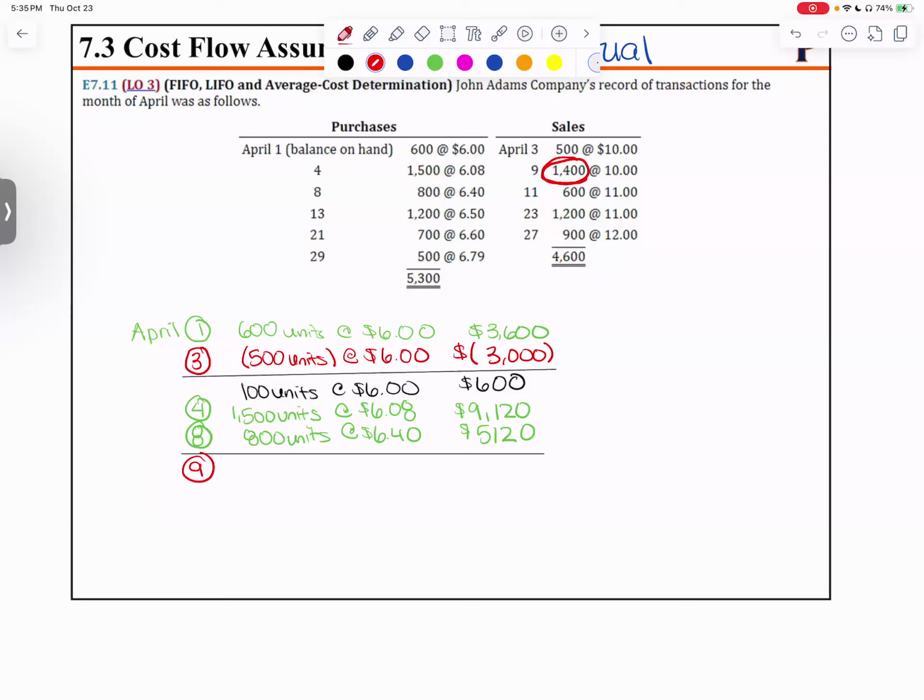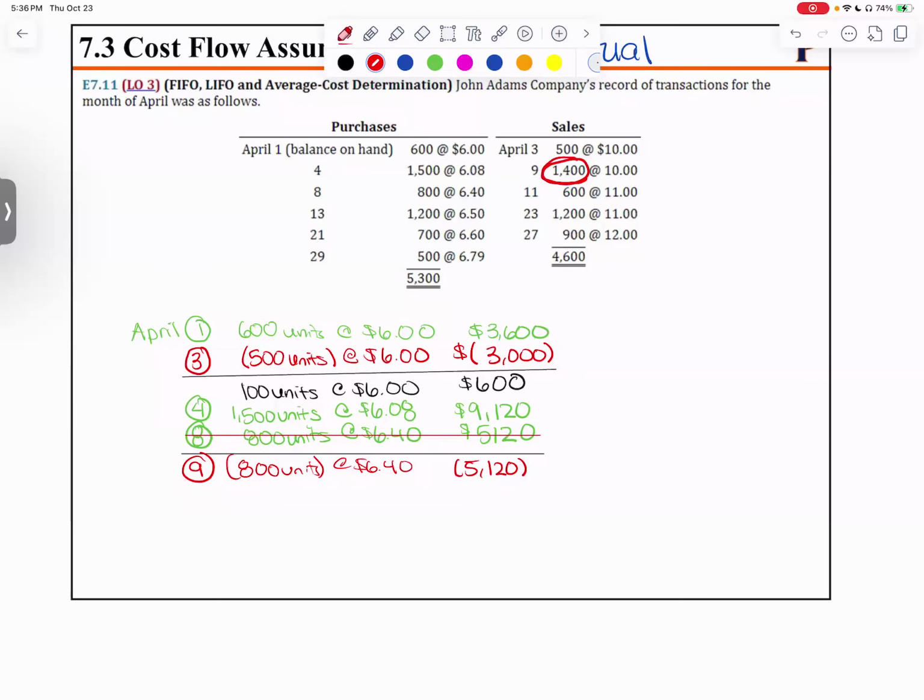First we're going to start by pulling from the purchase on the 8th. So we'll take 800 units at $6.40 for a total cost of $5,120. I would just like to draw a line through this to show we've used it up.